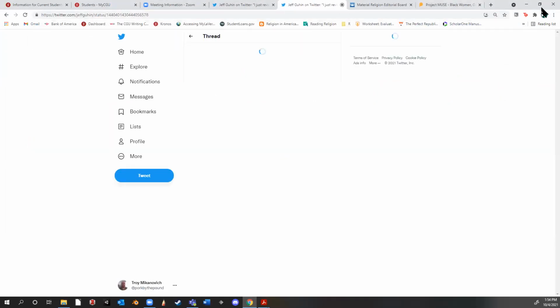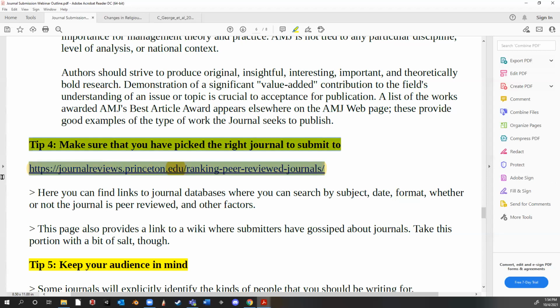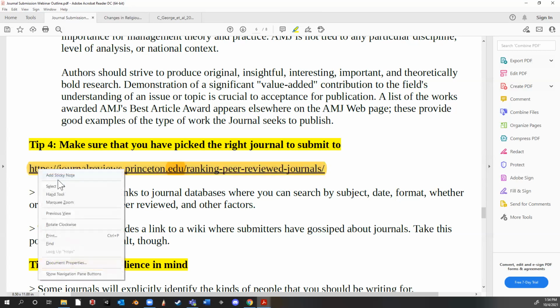Oh, that's not what I wanted. Sorry, I don't know why this isn't opening up in my Chrome right now. I'm sharing it. Stop sharing. Sorry about that, folks. Give me one second.